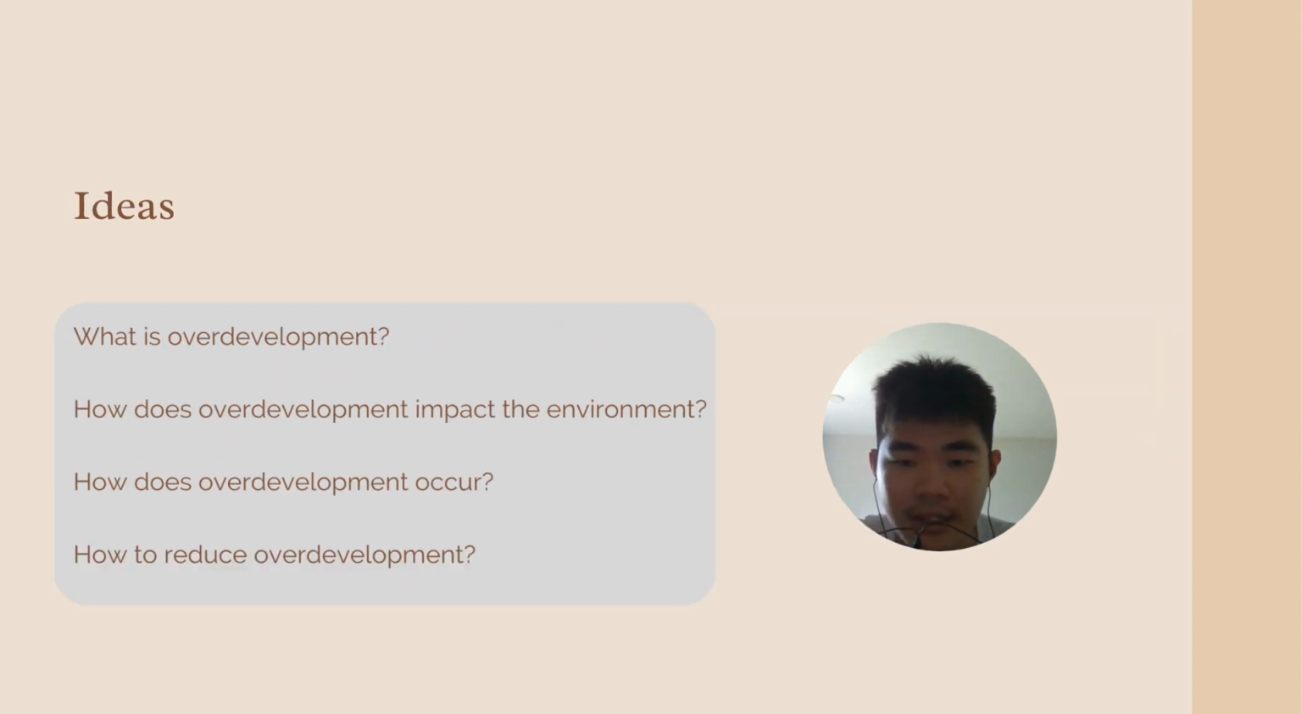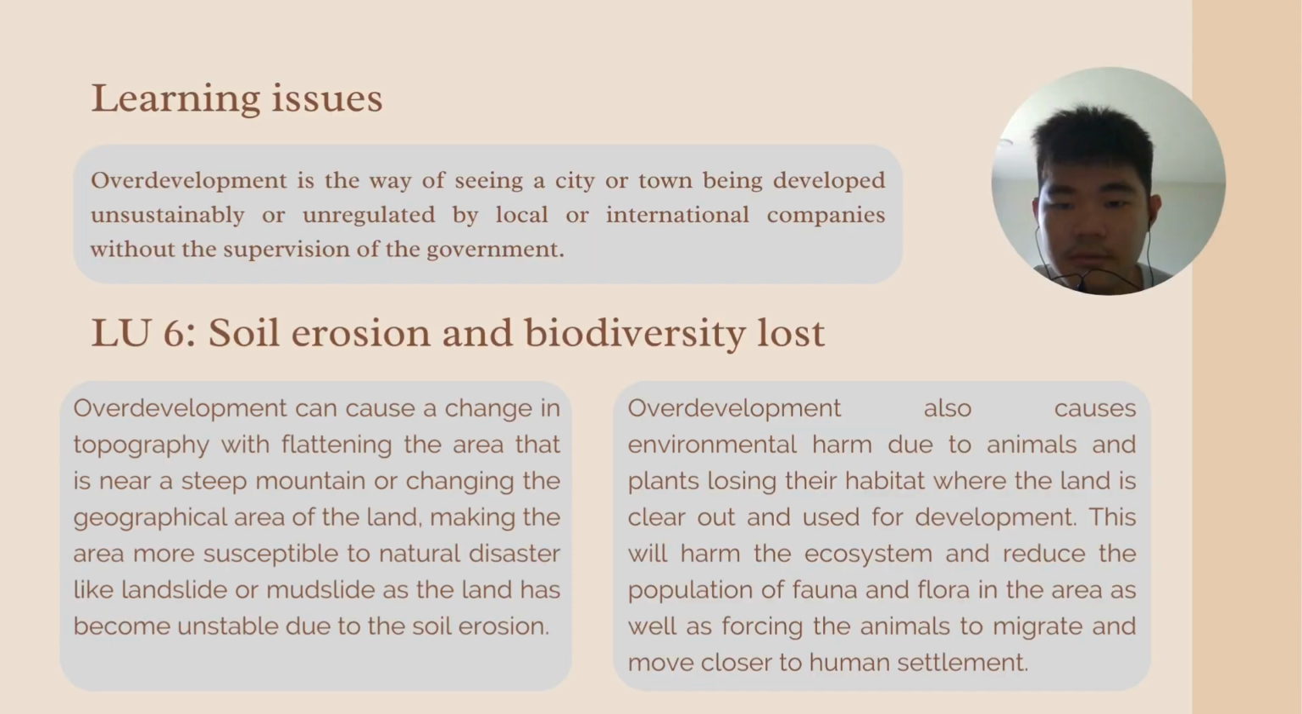From that statement, it gives me an idea, which is what is overdevelopment, how does overdevelopment impact the environment, how does overdevelopment occur, and how to reduce overdevelopment. From what I have learned, overdevelopment is the way of seeing a city or town being developed unsustainably or unregulated by local or international companies without the supervision of the government.